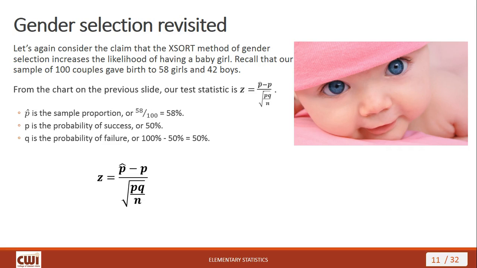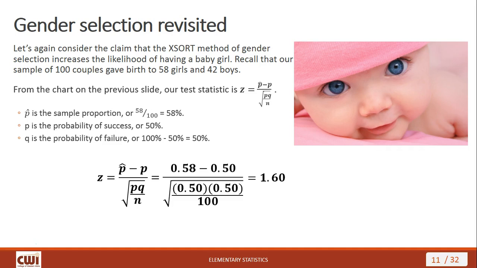Now we have everything we need to calculate our z-score. So we substitute the values that we have into our equation. So 58% for P hat, 50% for P, 50% for Q. Our sample size N is 100. So we just punch this out on our calculator, and out comes 1.60. Again, it's not likely that you'll have to calculate any of these test statistics by hand, because if you have the actual data that you need, and most often you will, you can actually use StatCrunch to calculate this for you.